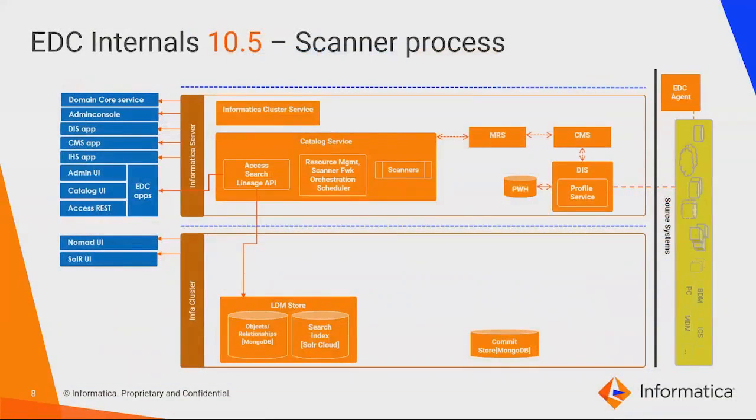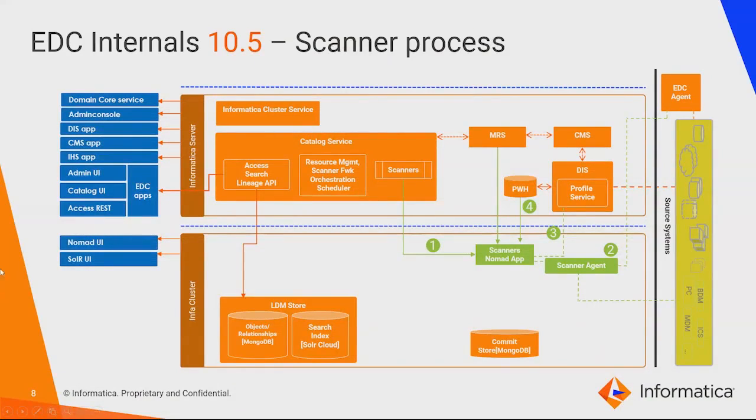But this is just giving a quick overview of how the scanners are working now in 10.5. So in the first step, the scanner framework will launch an application on Nomad, which will be running on one of your cluster nodes. And the application will read the MRS configuration. And then the scanner application will spawn a scanner agent that extracts the metadata directly from the source or through the EDC agents. In case of relational resources, you might be wanting to do profiling, so the scanner app will send requests to the data integration service in order to run the profiling.